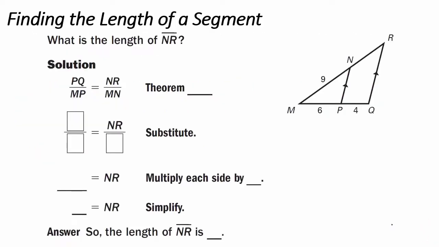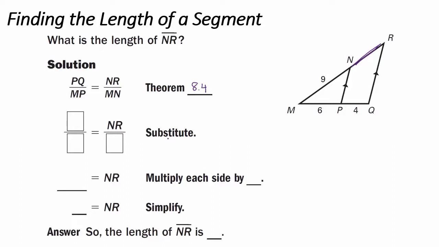Example number 1, finding the length of a segment. What is the length of line segment NR? NR is this line segment over here. Since I have two parallel lines, then I know that this little triangle MNP is similar to triangle MRQ. So I can write a proportionality statement that says that line segment PQ, which is this line over here, over MP, which is this line over here, is equal to line segment NR, the one that we're looking for, over MN, and that's using Theorem 8.4.